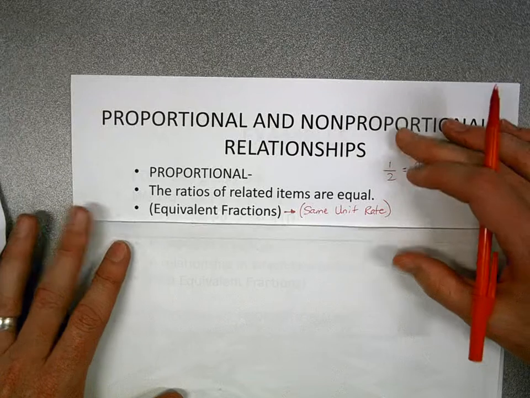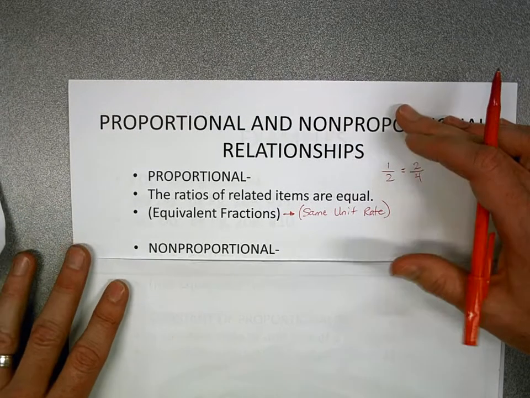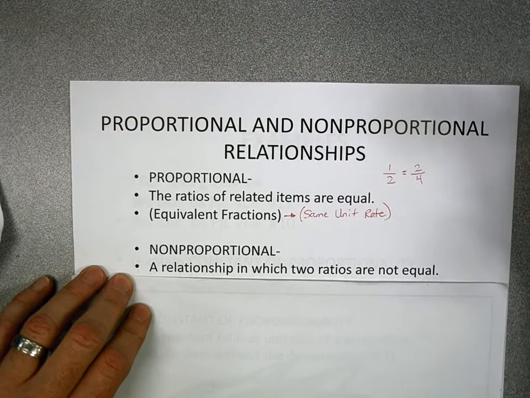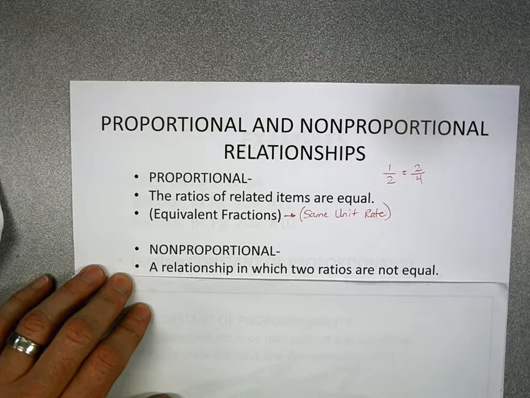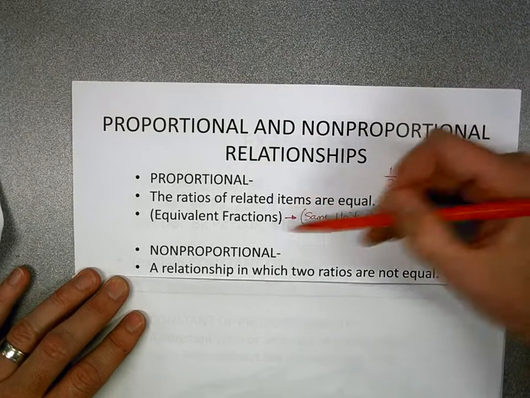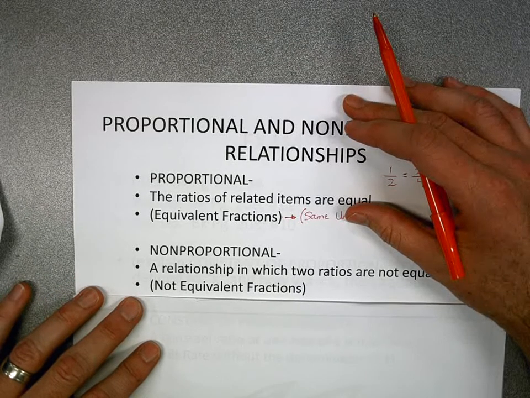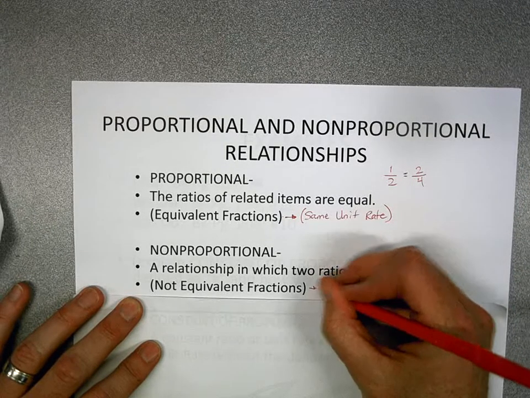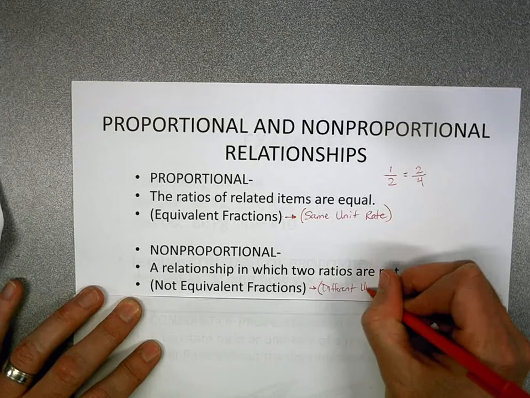Now, things can be proportional or they can be non-proportional, everyone. Here's what your book says. When things are non-proportional, this is a relationship in which two ratios are not equal. Of course, proportional means they're equal, and non-proportional means they're not equal. So if proportional is equal or equivalent fractions, non-proportional means they are not equivalent fractions. If you want to extend that in your small box off to the right, you could put different. They would have different unit rates.